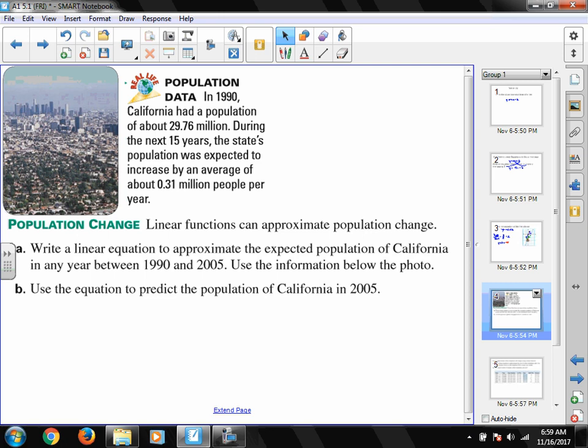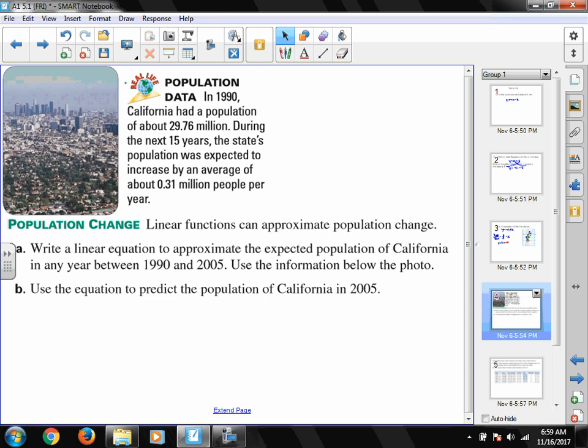In 1990, California had a population of about 29.76 million. During the next 15 years, the state's population was expected to increase by an average of about 0.31 million people per year.